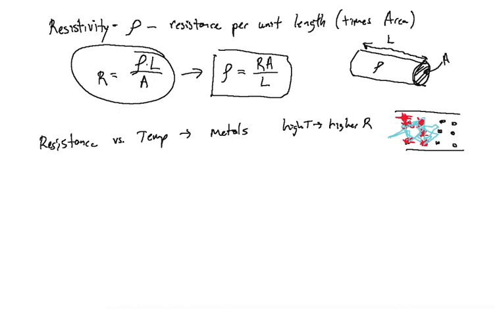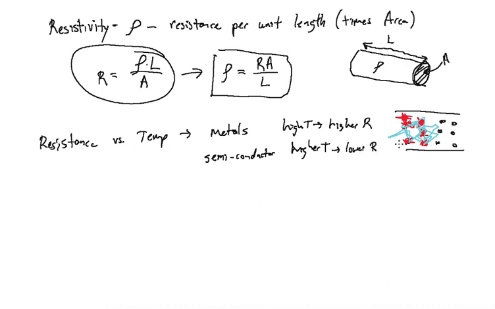Now, it's different for semiconductors. These are the things that conduct. They can either act like a conductor or act like an insulator. For semiconductors, a higher temperature means a lower resistance.